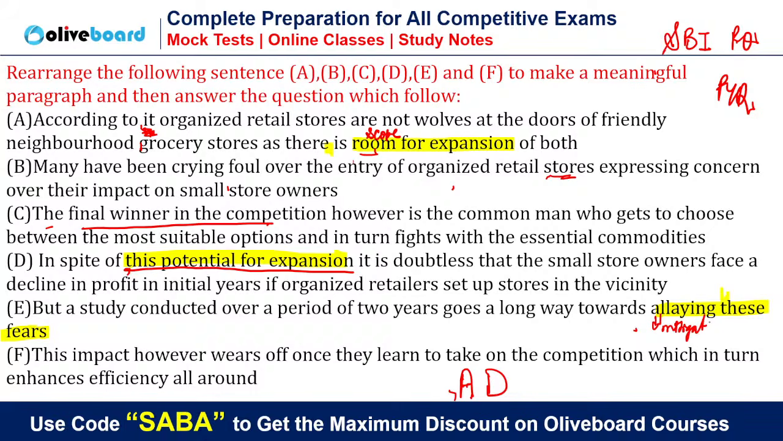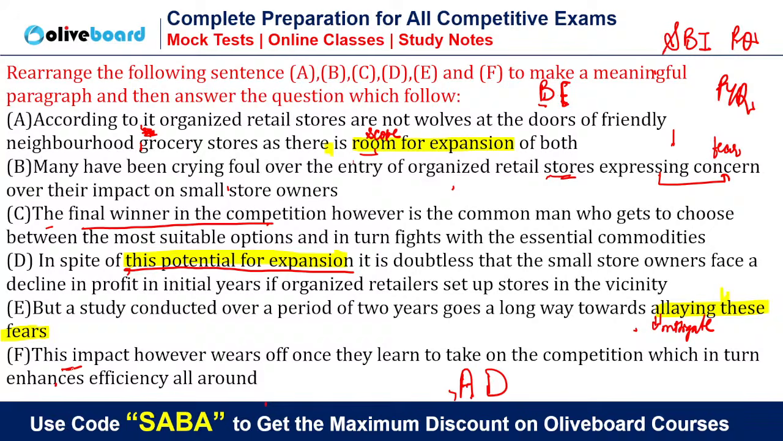Is there any sentence in which we have discussed fear? People are fearful. देखो यहाँ पर vocab change हुआ है. Can you see? Expressing concern. Concern is fear only. Yes or no? Expressing concern means fear only. So BE will form pair. B can be the opening sentence also.